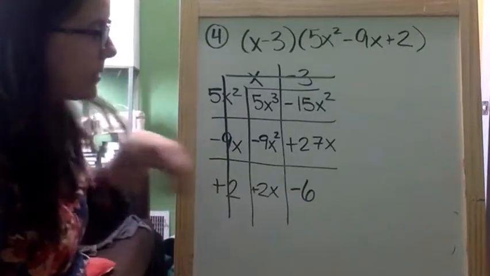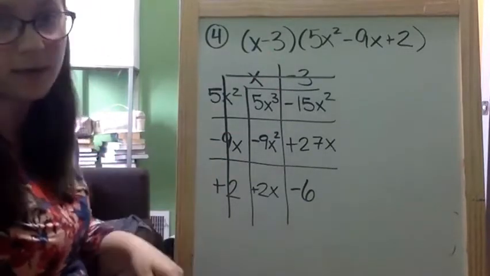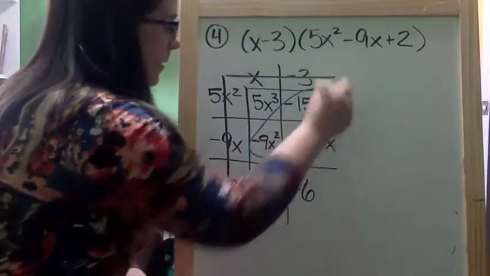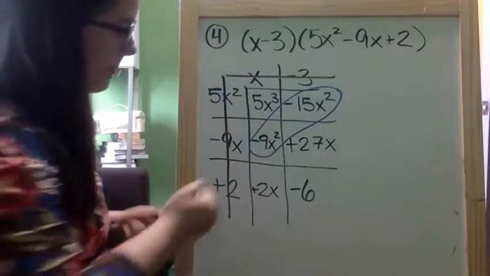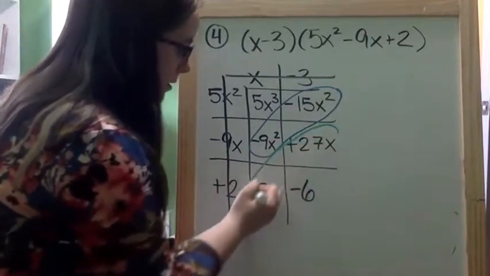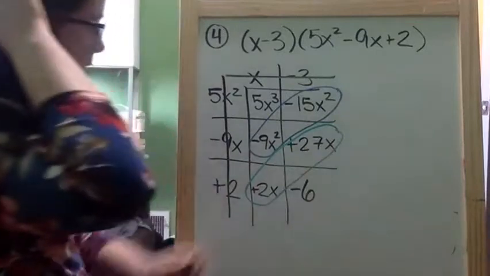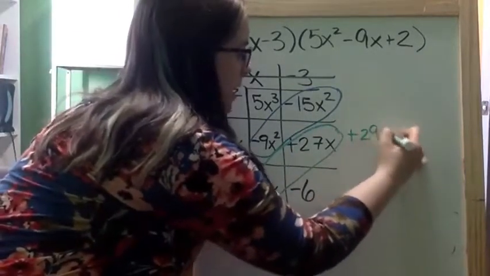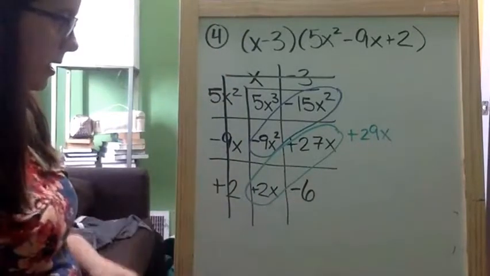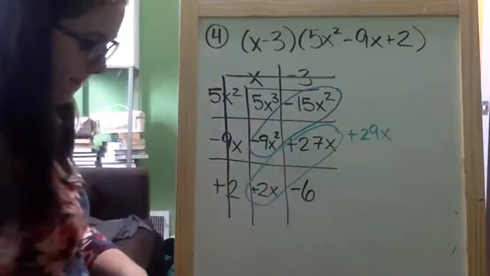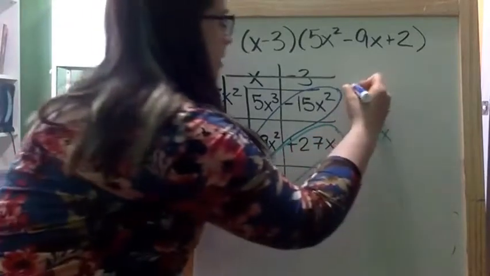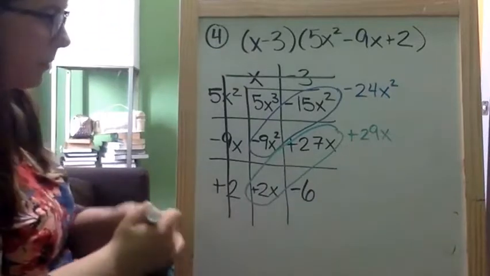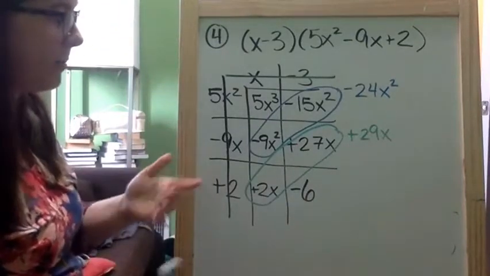So in this case, I've got multiple sets of like terms. I've got my x squareds here, and I've got my x's here. So I've got two things I need to combine. So 27x plus 2x would give me a positive 29x, and negative 9x squared minus 15x squared would give me a negative 24x squared. So now all I have to do is write out my final answer.